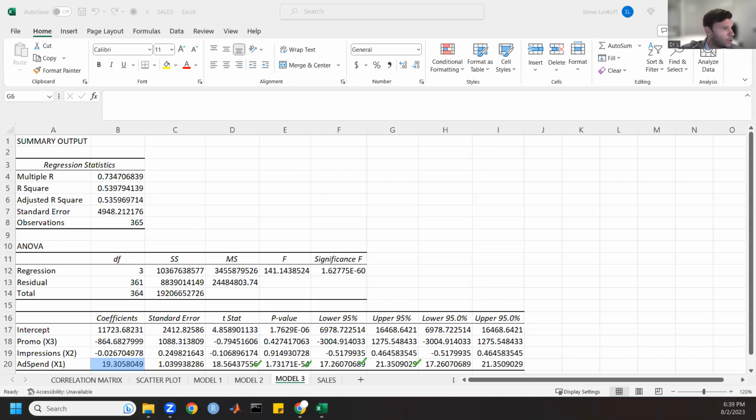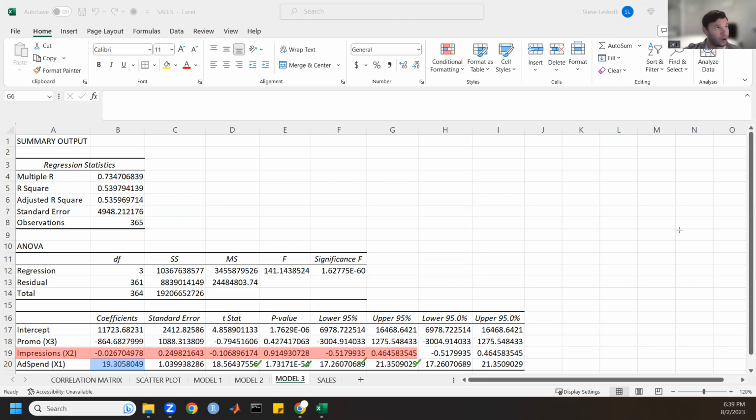Okay. However, when we take a look at the impressions variable, the impression still is statistically insignificant. We have the same issue. The t statistic is very small in magnitude, smaller than 2, right? The p-value is very large, much bigger than 5%, up at 91%. And the confidence interval bounds switch from negative to positive. And all three of those things there, small t-stat, large p-value, and the confidence interval switching from negative to positive, are all indicative of impressions being statistically insignificant.